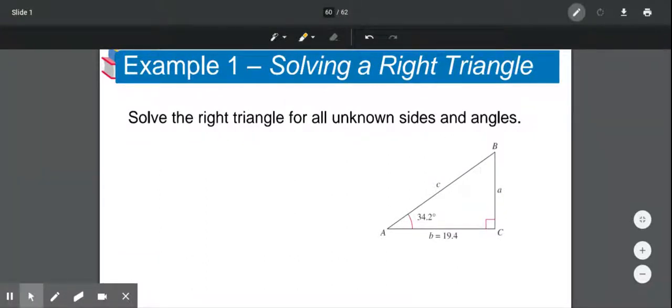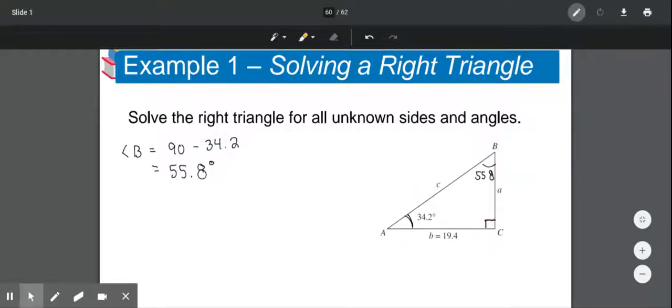If they tell you to solve a triangle, the idea here is you're solving for any missing angle or side. When we look at this triangle, we know that angle C is 90 degrees, and they gave us that angle A is 34.2, which means that if we wanted to solve for angle B, angle B would just be 90 minus 34.2, right? Because they all have to add up to 180. So if we do 90 minus 34.2, we get that angle B is 55.8 degrees.